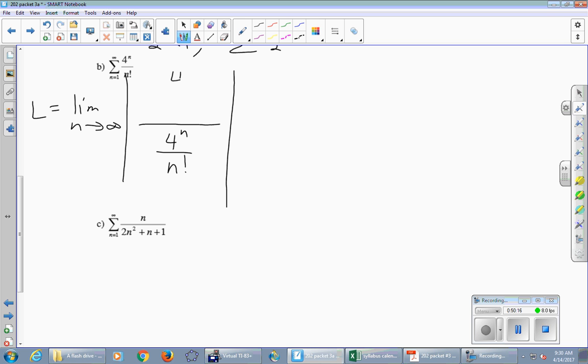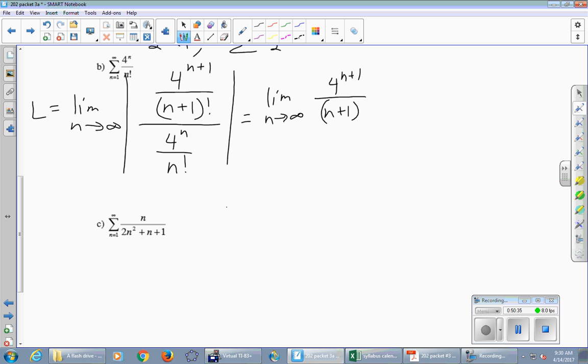Okay, upstairs, all the n's become n plus 1s. 4 to the n plus 1 over n plus 1 factorial. So again, everything is positive, so we can ignore the absolute values. I won't write them. I'll do my flipping thing.